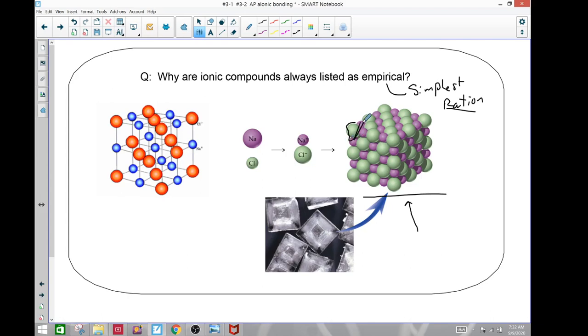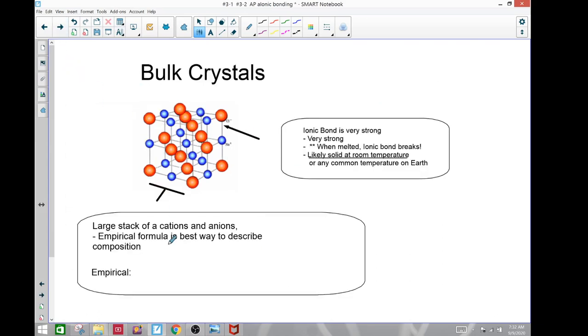So there's 1 to 1. This pattern right here is being repeated over and over and over again. This little unit gets repeated over and over again, and they actually call this a formula unit. Okay. Again, reminder, empirical formula, we just mentioned that. Best way to describe composition, all right? This bond right here is actually an ionic bond. Very strong. When melted, it's what breaks.